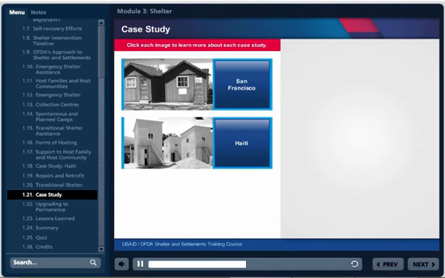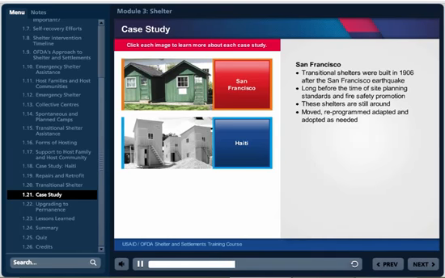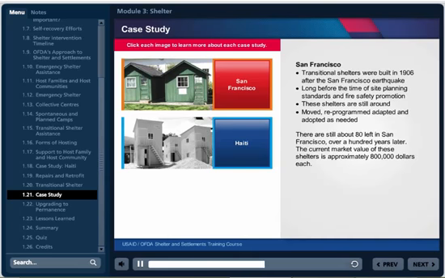Click each image to learn more about each case study. These transitional shelters were built in 1906 after the San Francisco earthquake and were called earthquake shacks. This was long before the time of site planning standards and fire safety promotion, and the shelters were put right next to each other. But what is important here is that these shelters are still around. They have been moved, reprogrammed, adapted, and adopted as needed. There are still about 80 of these shelters left in San Francisco over 100 years later.